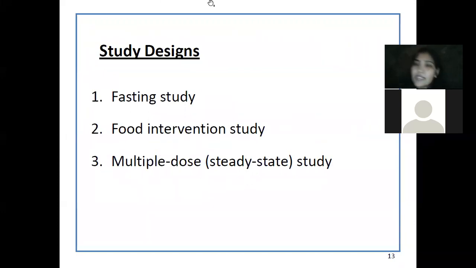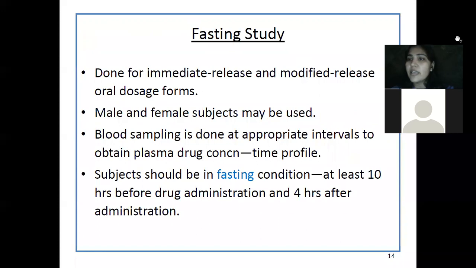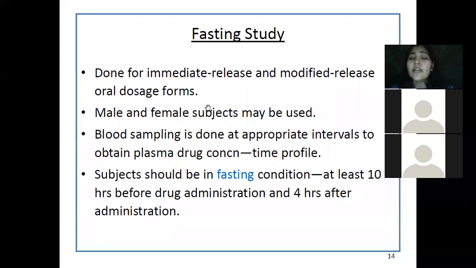Okay. So fasting study and food intervention study. This fasting study and food intervention study I have already talked to you guys about. Still we'll go ahead. So fasting study is done for immediate release and modified release oral dosage. Okay. So male, female subjects may be used. You can use any subjects. Then blood sampling is done at appropriate intervals to obtain the plasma drug concentration versus time profile. Then subjects should be in fasting condition at least 10 hours before drug administration and 4 hours after administration of the drug. So this is how the fasting is maintained.